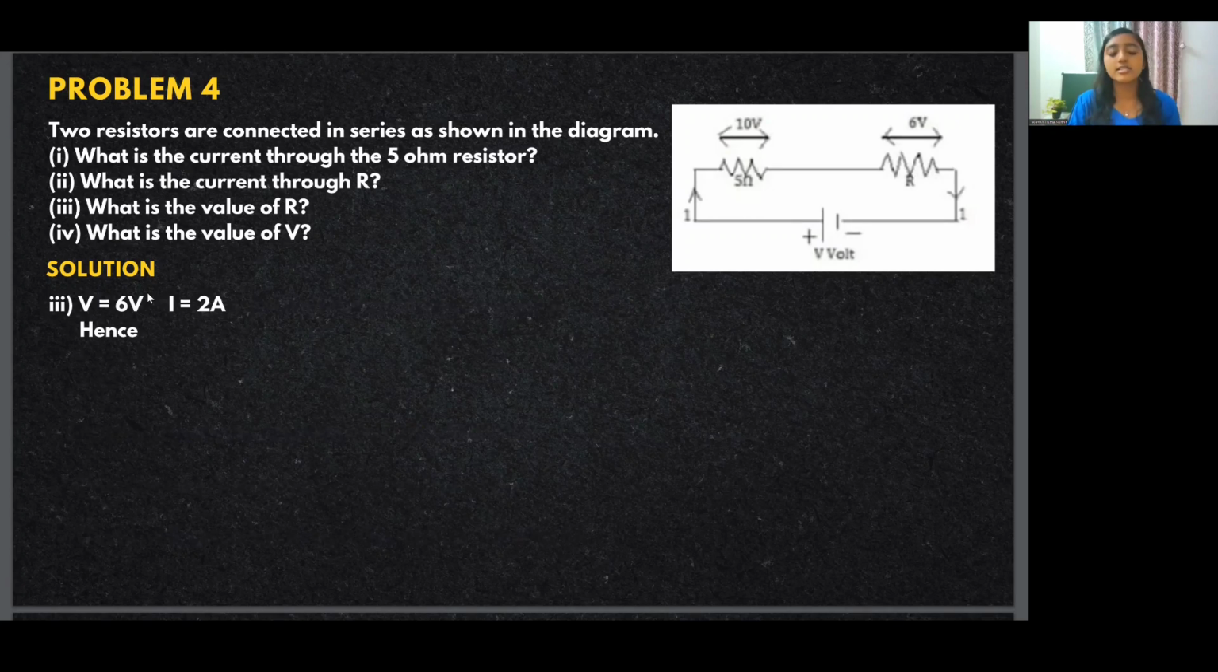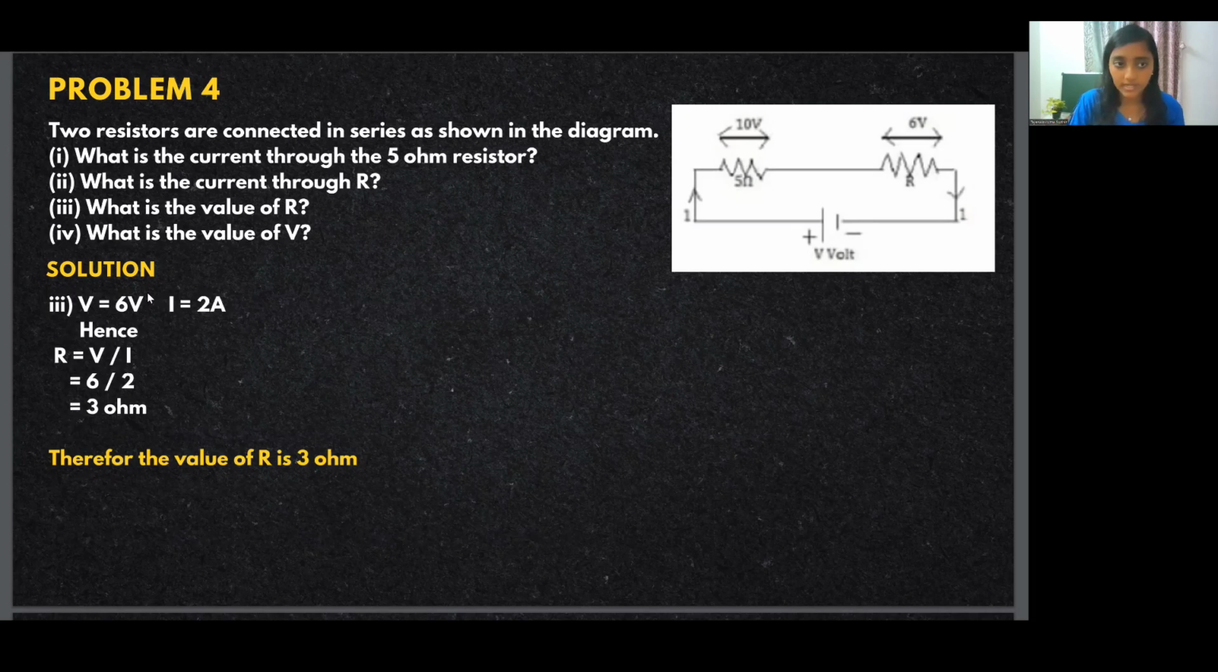V is equal to 6 volts and I is equal to 2 amperes. Hence, V is equal to IR. So R is equal to V by I, which is 6 by 2, which comes to 3 ohms. Therefore, the value of R, that is the second resistance, is actually 3 ohms, right?